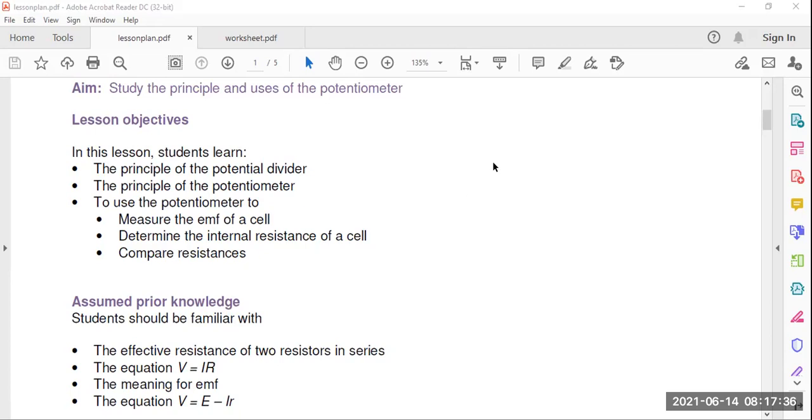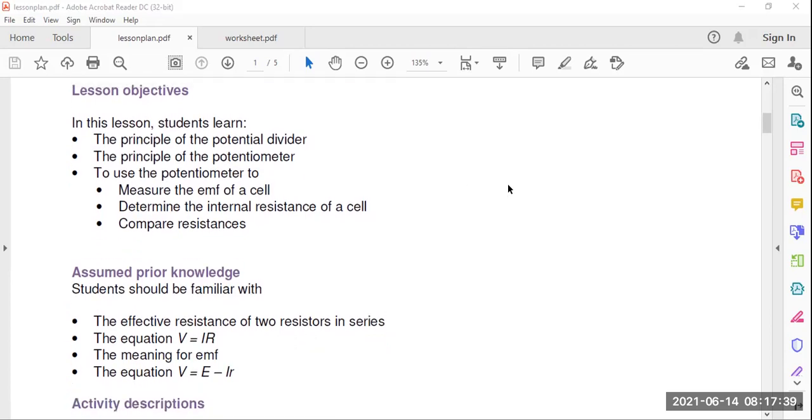Assumed prior knowledge: students should be familiar with the effective resistance of two resistors in series. Next, the equation V equals IR, which is Ohm's law. Third, the meaning of EMF, electromotive force. And finally, the equation V equals EMF minus Ir, which is related to the internal resistance.